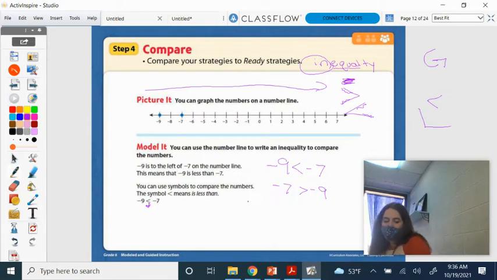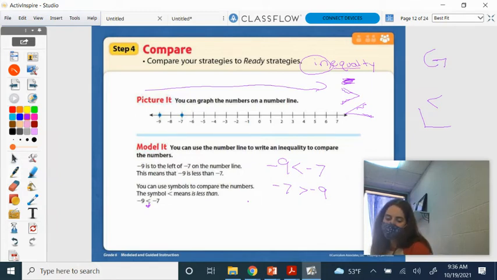So we went over number 2. Number 3, from left to right, does the number line show numbers from least to greatest or greatest to least? So if we look at our number line from negative 9 to positive 7, do the numbers go least to greatest or greatest to least? Casey? They go from least to greatest.